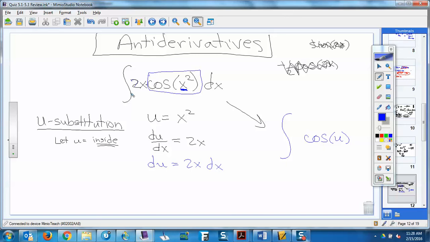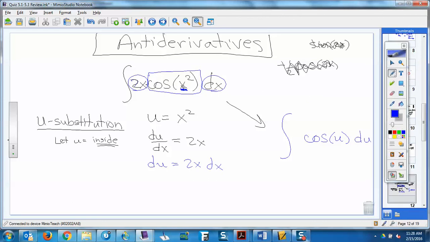So look at this. 2x dx right there. I could substitute that out and put what in its place? Du. Look what I just did. I turned this more complicated looking integral into this really simple integral. See what I mean? Now all we have to do is the antiderivative of this.